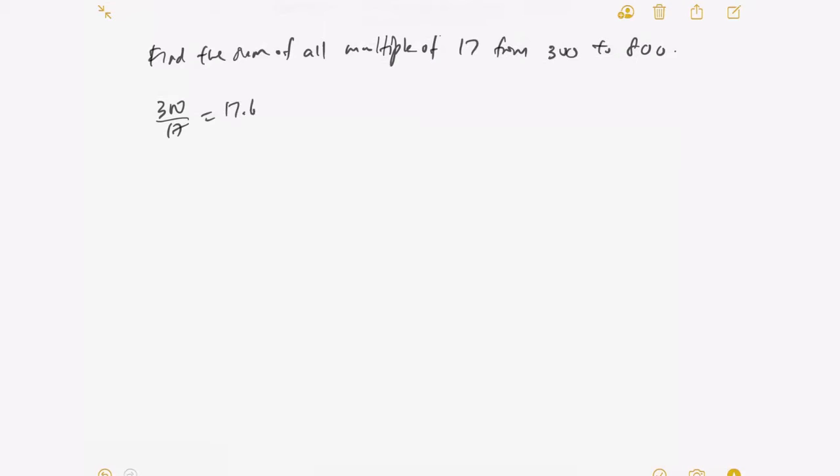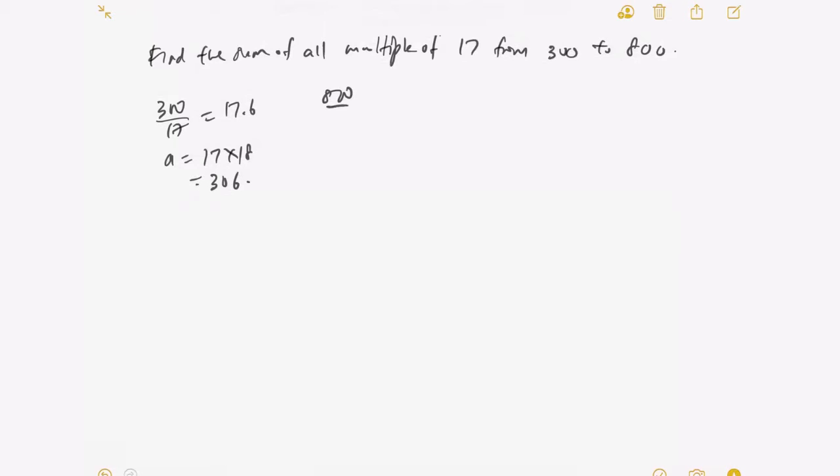The next part. Sometimes it may give you things like, find the sum of all multiples of, say, 17 from, let's say, 300 to 800. So this one you have to use a calculator because we need to find out which is the first multiple of 17 more than 300. Let's take 300 divided by 17. I got 17.6. If you get 17.6, we should take 18, the next number. Take 17 times 18, and 17 times 18 will give us 306. That means the first multiple of 17 more than 300 is 306.